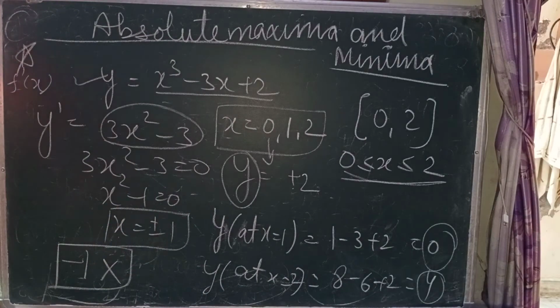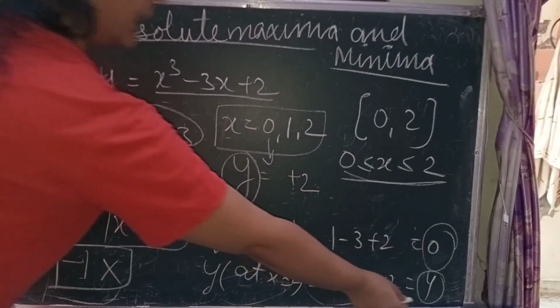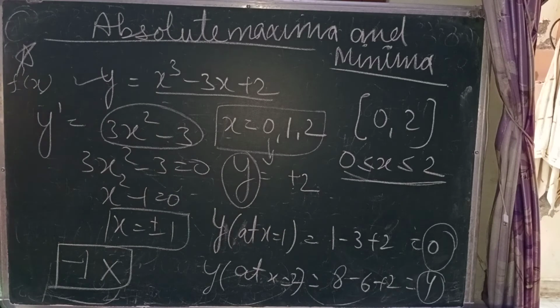So here we can see that the minimum value is 0 and the maximum value is 4. So we can say that the absolute maxima is 4, which is at x equal to 2, and absolute minima is 0 at x equal to 1. Let me give some more examples to you.